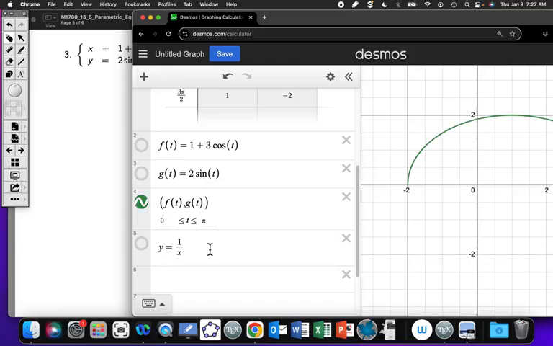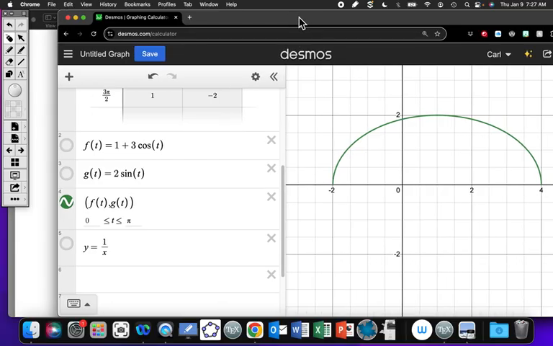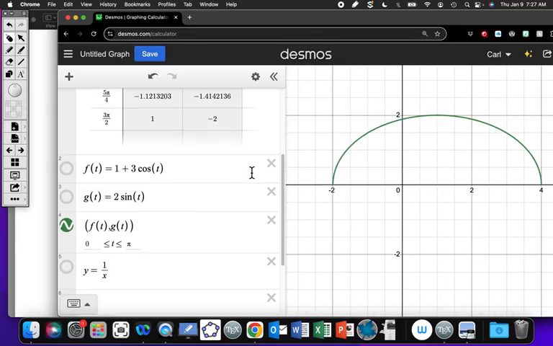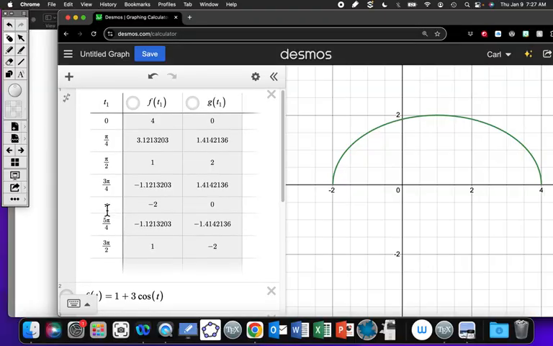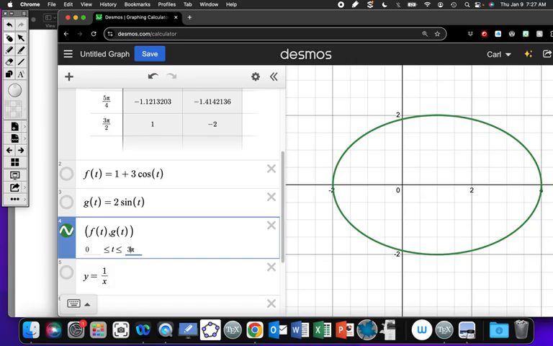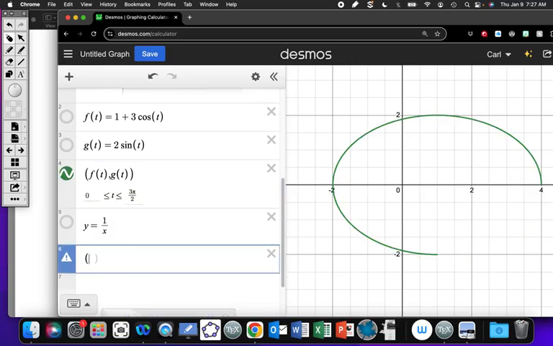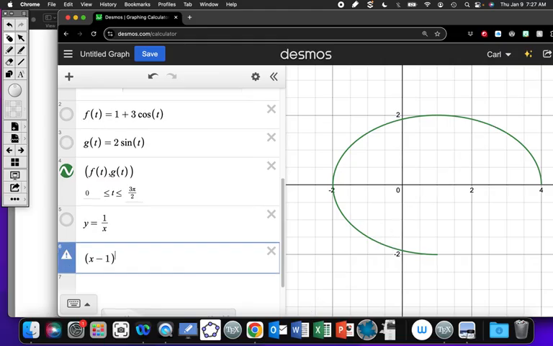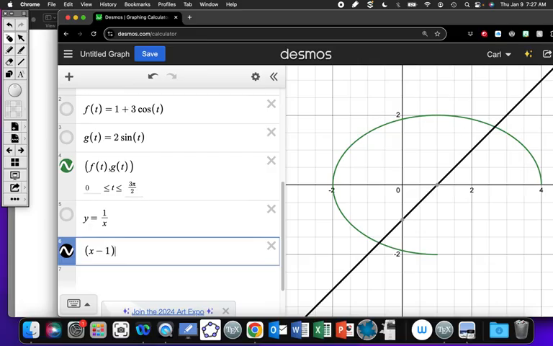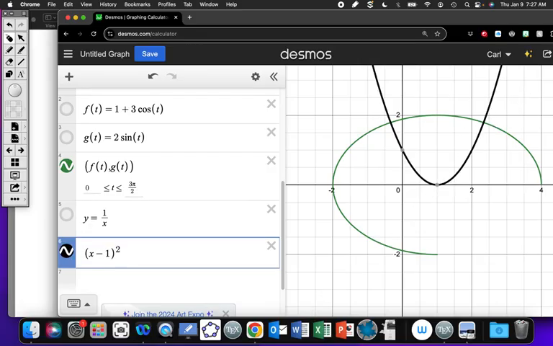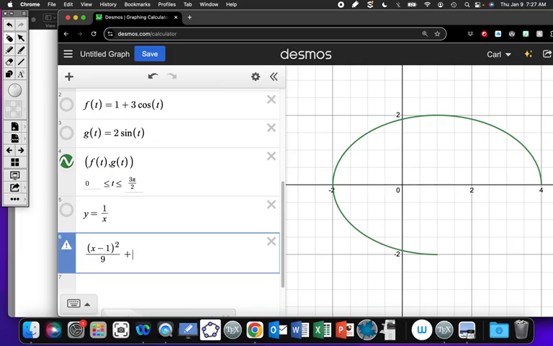So I can graph that. I want here the t to go from 0 to 3 pi over 2. And I can double check. X minus 1 squared over 9. Whoops. Plus y squared over 4 equals 1.